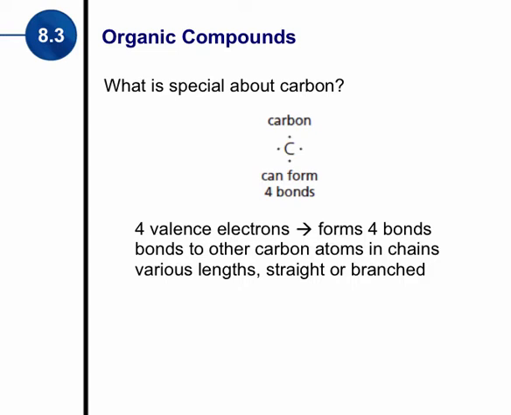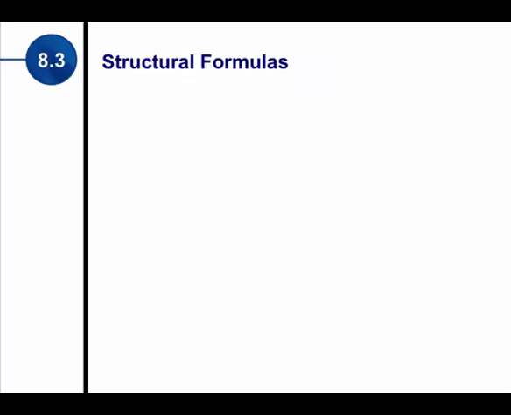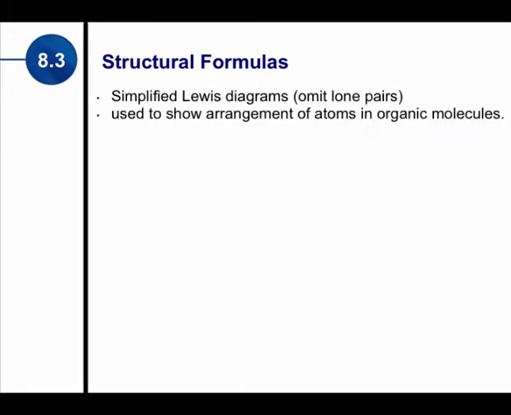Well, we're going to use these Lewis diagrams to form what are called structural formulas. So what we can do in organic chemistry is we can start to draw pictures that actually show Lewis diagrams that are a little bit more simplified. What we do in the Lewis diagram is we don't show any lone electron pairs, but what the structural formula allows us to do is show how the atoms are arranged into the molecules. So it gives us a picture of this arrangement.